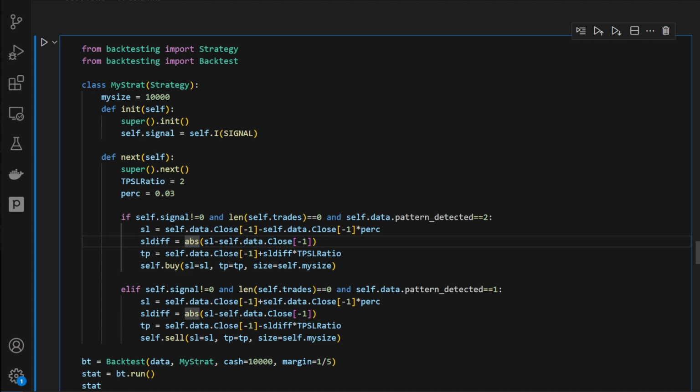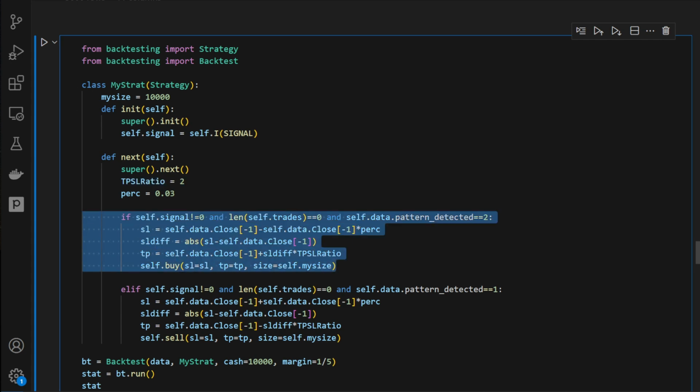And this is going to be used for the take profit because we need the take profit to be twice as far as the stop loss. And this is done here. So the take profit is equal to the closing price of the current candle plus the stop loss distance that we've just computed times the take profit stop loss ratio, which is right here. And that's it basically. So this is how we execute our buying position.